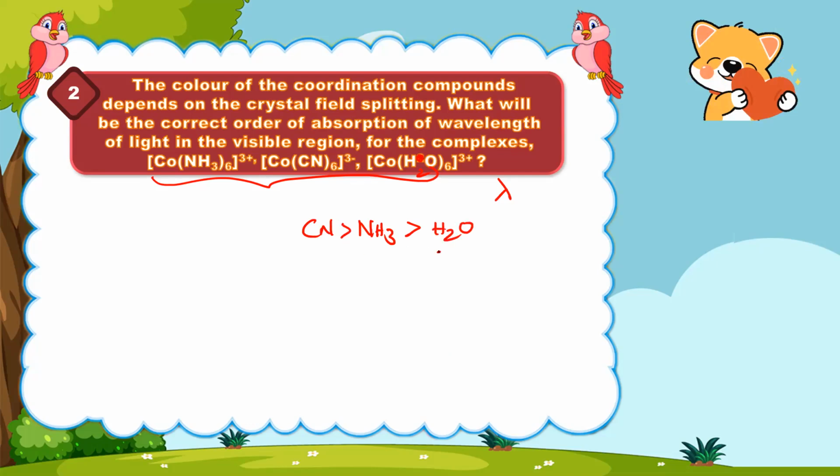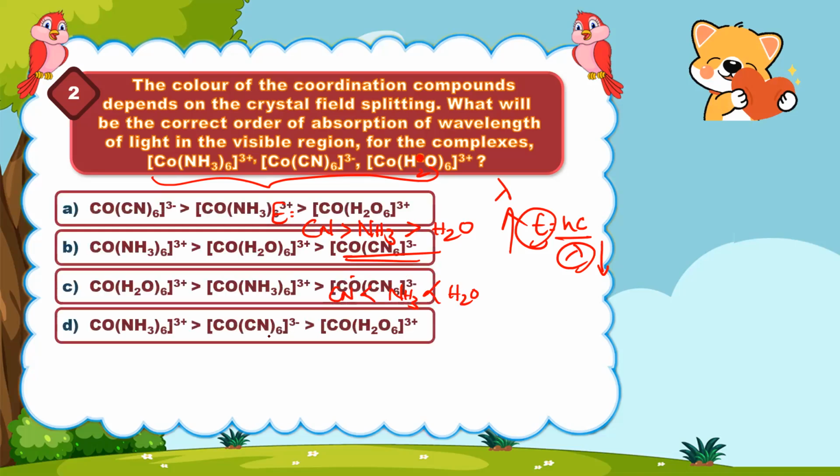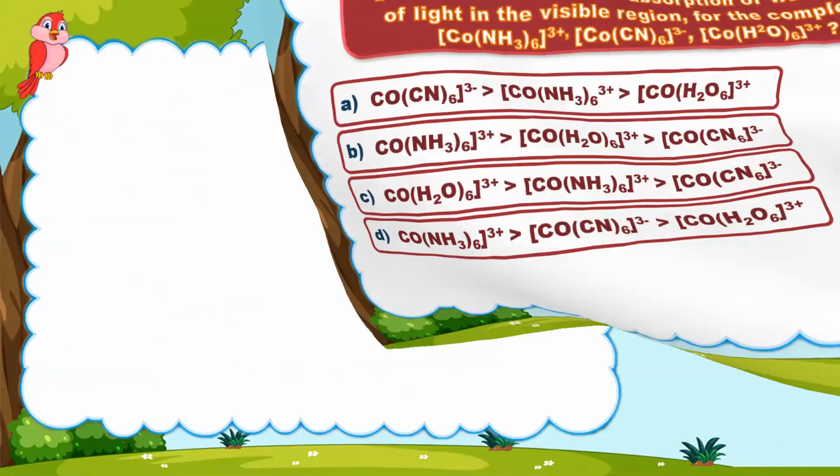Now this is an energy order. So we all know that E is equal to hc by lambda. More is the energy, less will be the wavelength. Then this order becomes reversed. We will be having the H2O complex with more wavelength than ammonia, than the CN minus. So in all these 4 options, H2O is more than ammonia, than CN. Option 3 is your correct answer. Now let's see the next question.